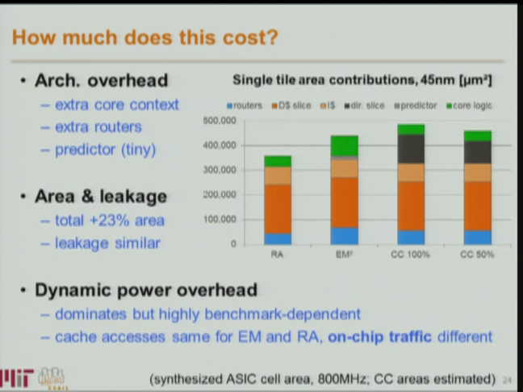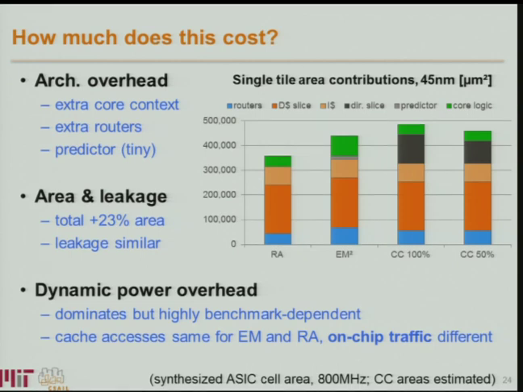What we add over this, we add this extra core context and some extra routers. This is basically to make deadlock resolution very easy and straightforward, and this migration predictor, which is pretty tiny. So the total area contributions are about 20% bigger in this case, and they're comparable to a solution that implements a cache coherence protocol. And the leakage power is similar.